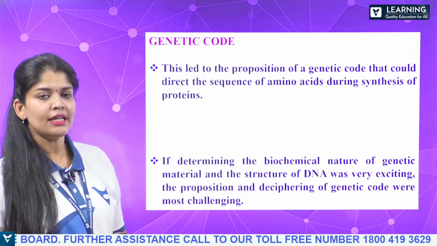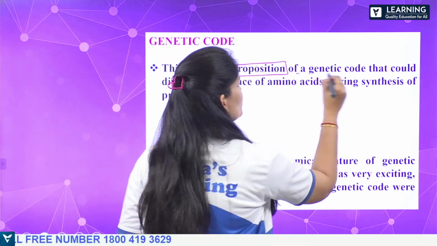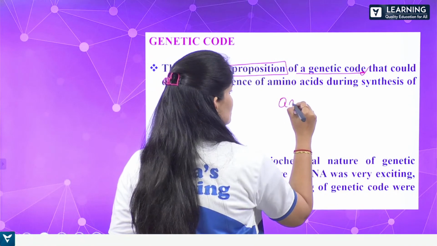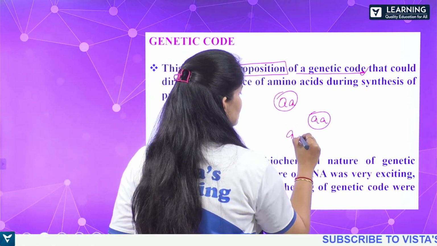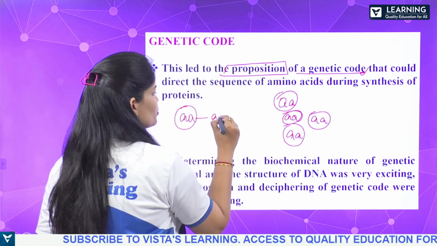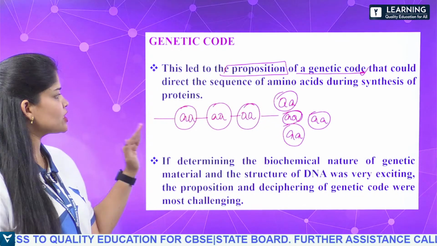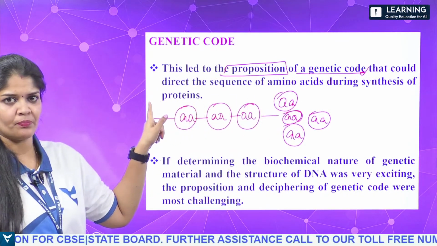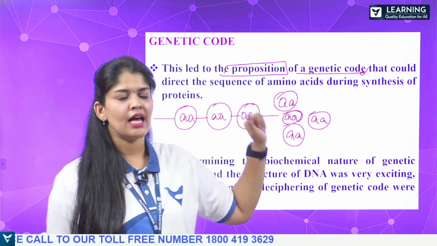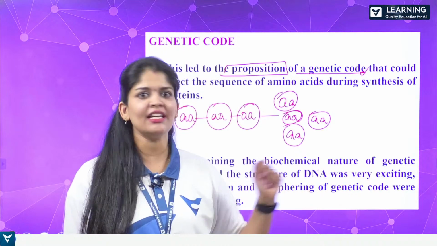Now, this led to the proposition of a genetic code that could direct what sequence of amino acids has to come and combine in order to form a protein structure. Out of the pool of amino acids which are available in the cytoplasm, which amino acid has to come when? That information is carried by the genetic information present on the mRNA.